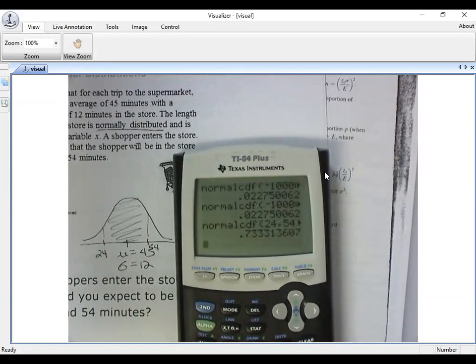And I've got 0.73331, da, da, da, da. So if I go 4 places to the right, would y'all agree that's 0.7333? That did not take very long by doing it in the calculator.